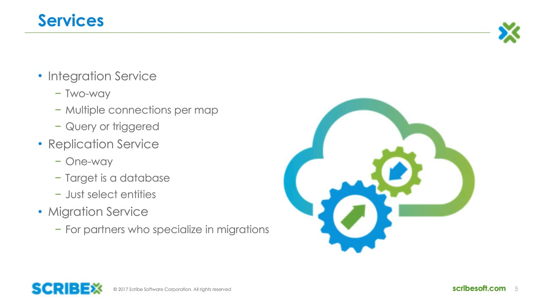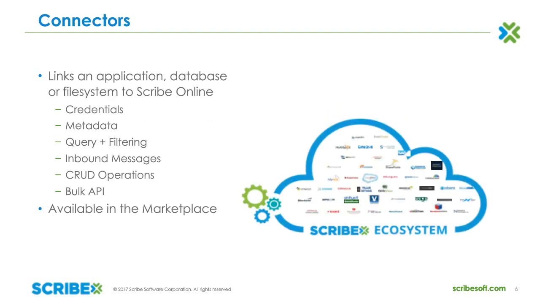So the next concept we want to look at is the connectors. And a connector is simply a piece of code that links an application, database, or a file system to Scribe Online. So we have connectors for all of the major CRM systems, marketing automation systems, accounting packages, databases, file systems, and so forth. And the connector is the piece of code that translates all of the common language that we use within Scribe Online into specific API calls, or in the case of a database, SQL statements for that specific endpoint.